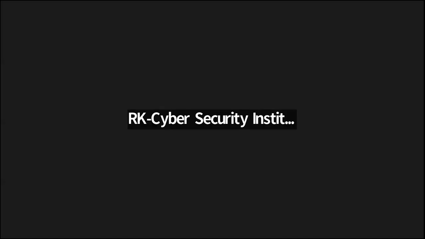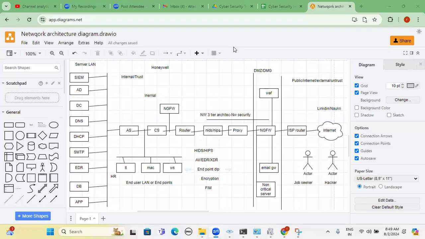Any other? Yes, sir, please. Sir, show the network diagram. According to this, to access a website which is deployed inside the server LAN, he has to pass all the stages: the next-gen firewall, proxy, NIDS and HIPS, routers, all. He may access that particular website inside our server LAN DNS. He may do some SQL injection or cross-site scripting to our server. How can we protect from an external user?